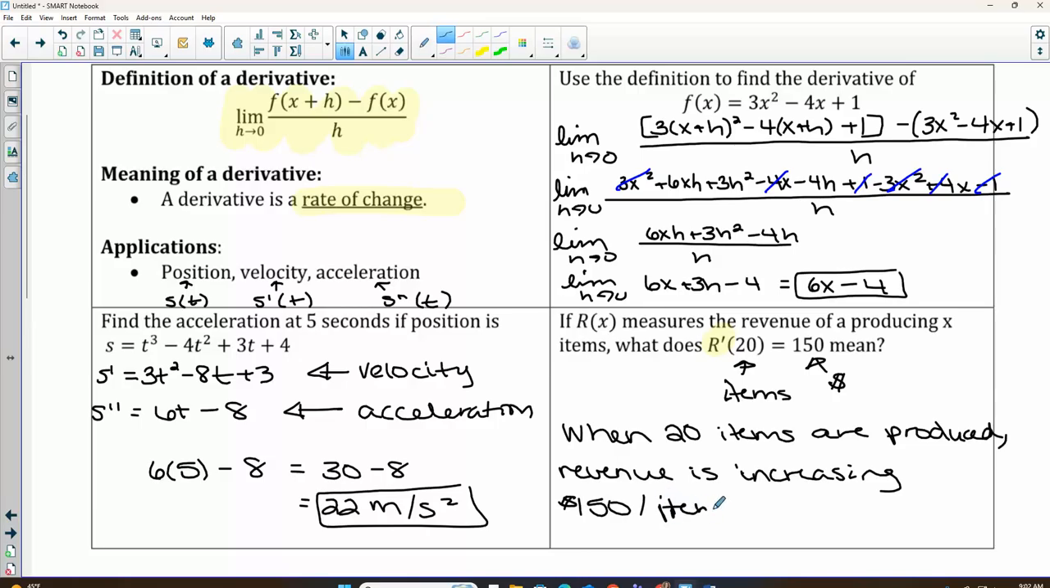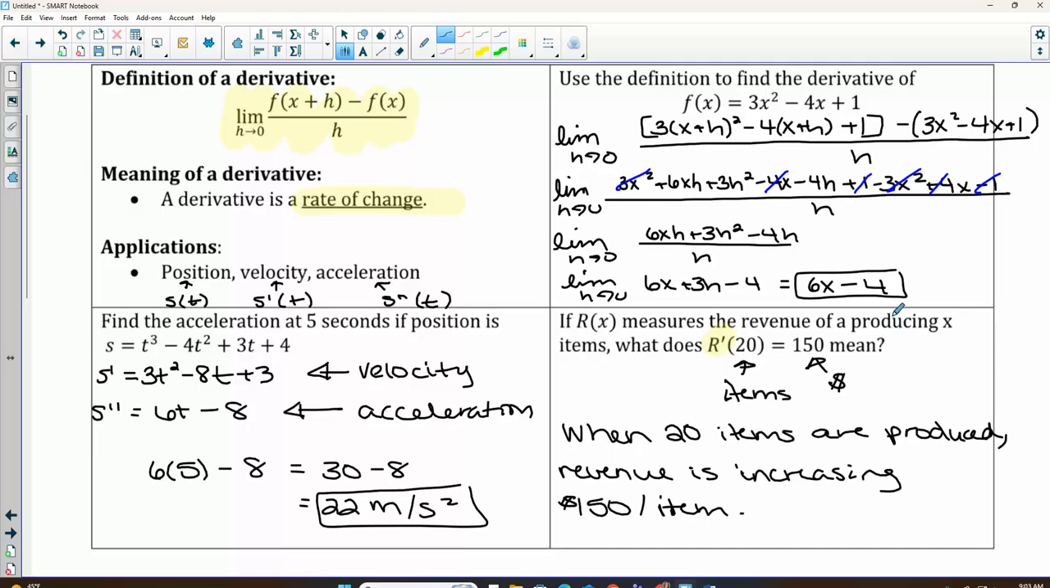Okay. Rate of change, so something per something. So it doesn't tell me how much money I bring in if I produce 20 items. But what it tells me is if I produced an additional item, so if I made 21 items, I would expect to bring in an additional $150. So derivative is a rate of change, something per something. Doesn't tell you the actual revenue, just how the revenue is changing at this point. If it had been a negative, it would mean you are losing revenue, or it's decreasing at that point.